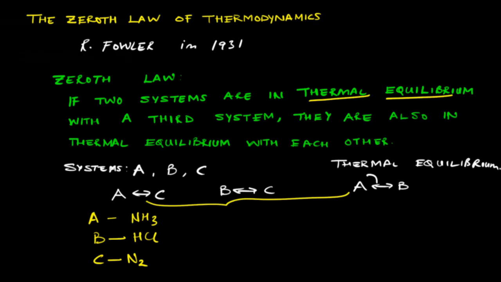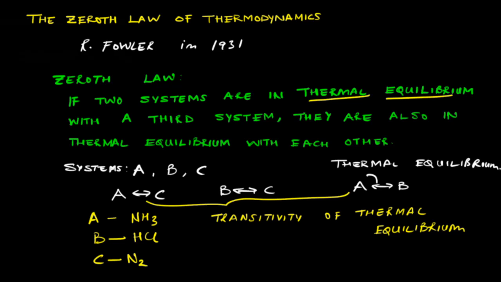Now, if you look at a statement like this, essentially we can say that the zeroth law is the statement of transitivity of thermal equilibrium, because if A and C are in thermal equilibrium and B and C are in thermal equilibrium, then the statement says that A and B are in thermal equilibrium. So it's like a transitivity relationship.